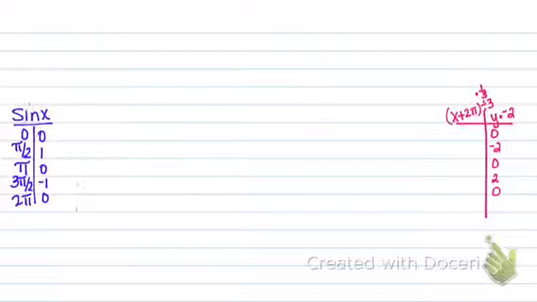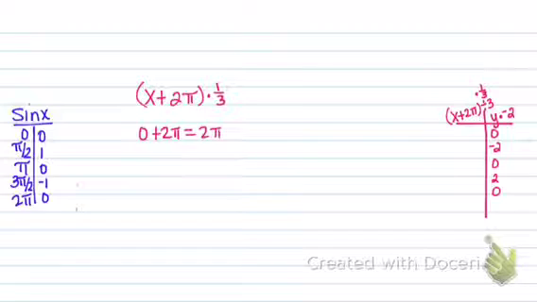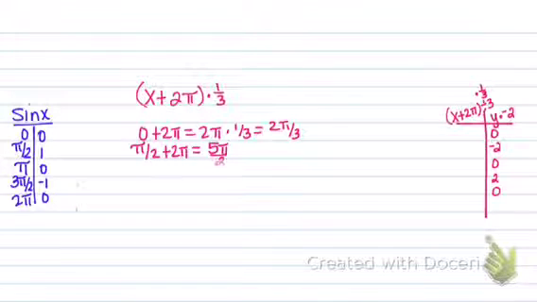All right, I'll do the y's, you do the x's. Okay, so to do our x's, we said we're going to take x plus 2 pi, and then multiply that by 1/3, correct? Yes. So let's go through this. What is 0 plus 2 pi? 2 pi. Times the 1/3? 2 pi over 3. Yes. Okay, then we got pi over 2 plus 2 pi. 5 pi over 2 times 1/3, which is 5 pi over 6.